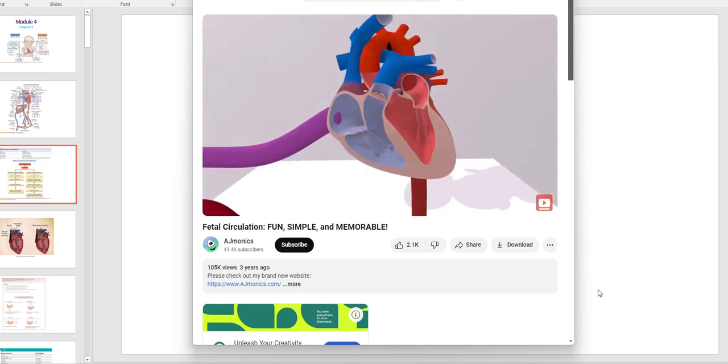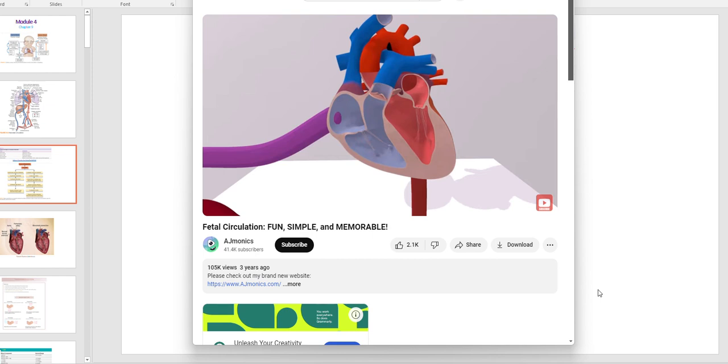So here we have the heart, and normally, in an adult, blood travels from the right atrium to the right ventricle. In the fetus, it does this as well. But this is kind of counterproductive, because what's the point of bringing blood to the right ventricle just for it to go to the lungs? The lungs are filled with water and can't do anything really for the baby.